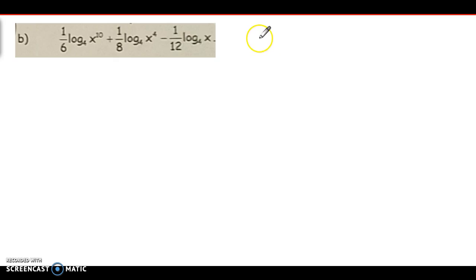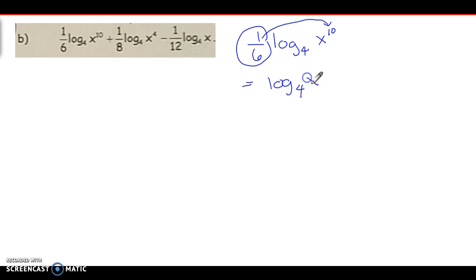For example, you have 1/6 log 4 x to the 10th. So this coefficient becomes the exponent of your argument. So that becomes log 4 of x to the 10th, make sure you put that inside parentheses, to the power of 1/6. Then of course you can simplify that to log 4 x to the 10 times 1/6, which is 5 over 3 after simplifying. So this is the simplified form of that. Now of course you have to do this thing as well, and also this one.